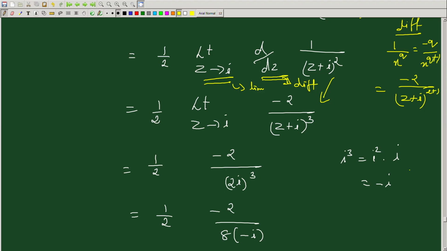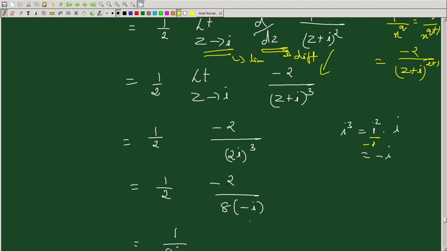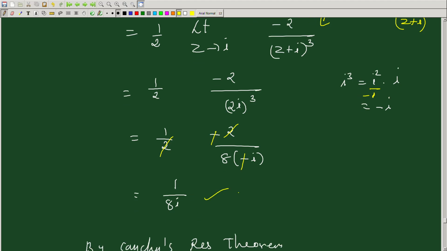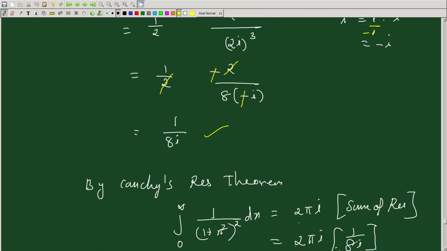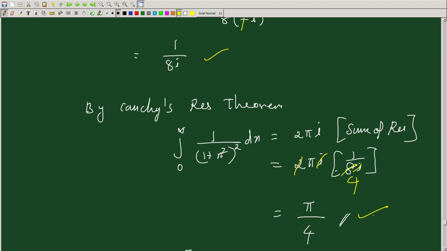i cube means i square into i. i square is negative 1, so negative into positive, so negative i. The denominator 2 cube is 8. So negative negative gets cancelled, and this 2 also gets cancelled. Then the answer for the residue is 1 by 4i. By Cauchy residue theorem, 2 pi i into the sum of the residues, that is 1 by 4i. i gets cancelled, and I am cancelling this 8 also. So the answer is pi by 4. Right? This is the second problem.